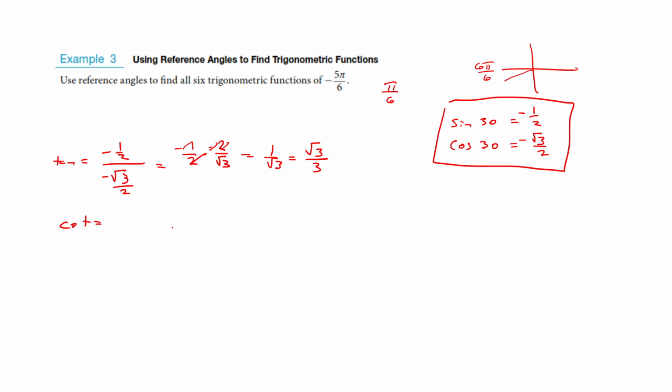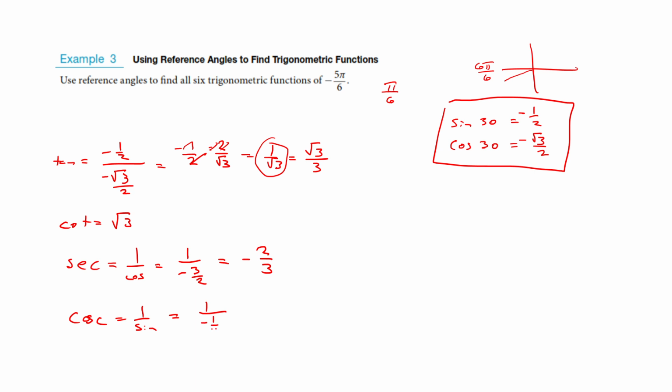So cotangent is going to turn this upside down. So now I'm going to go back a step. You'll get to the same place, but I'm going to turn this one upside down. It's the same thing. I'm going to get radical 3 over 1, or just radical 3. Secant is going to turn cosine upside down. So that's going to be 1 over negative radical 3 over 2. So I flip this, get negative 2 over radical 3. Sorry, cosecant is going to turn sine upside down. It's going to be 1 over negative 1/2. So that's negative 2.